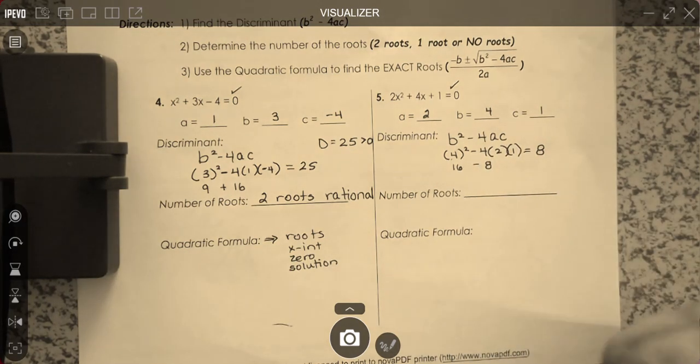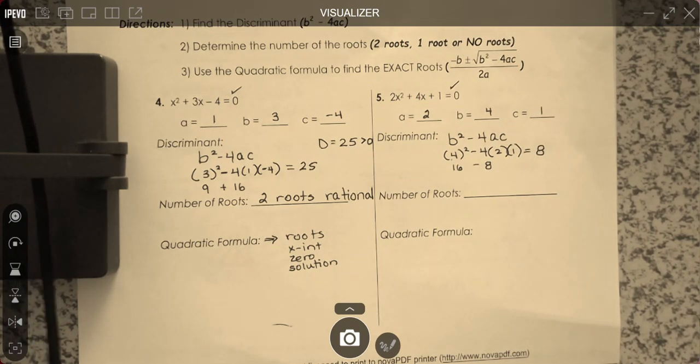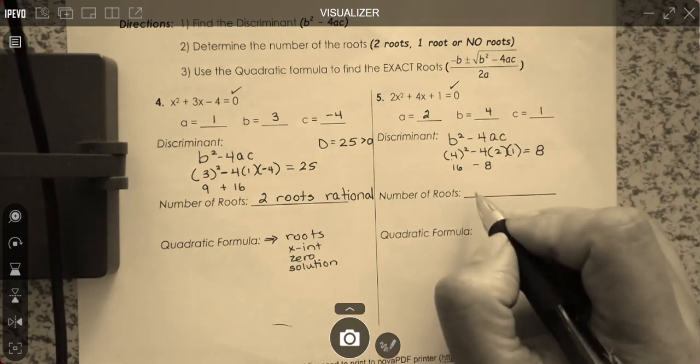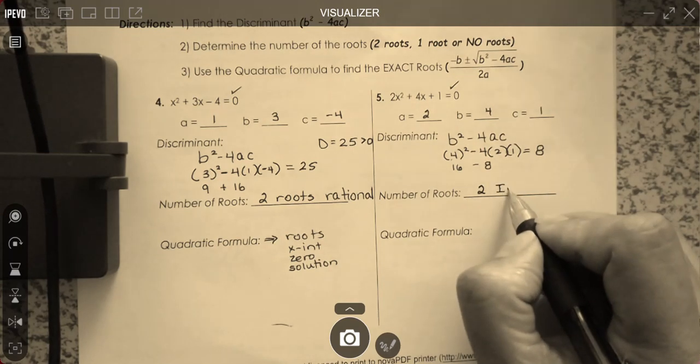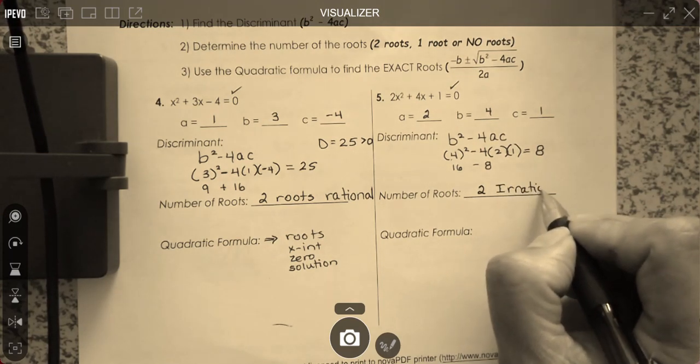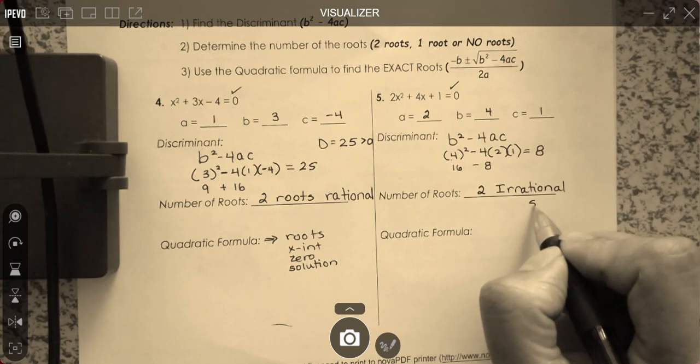Okay, so now the discriminant is 8. Here's the question. Your discriminant is 8. How many roots you got? You got 2 roots. Are they irrational? They're irrational. So you have 2 irrational solutions. I'll show you in just a moment.